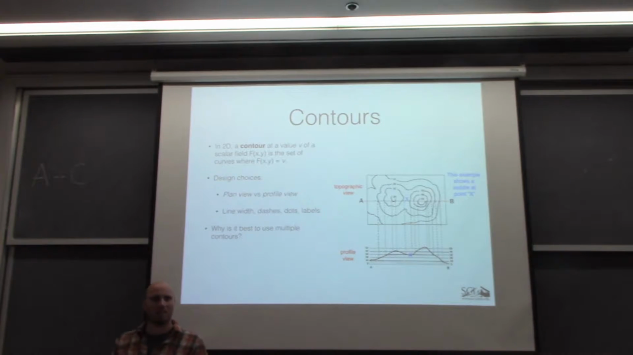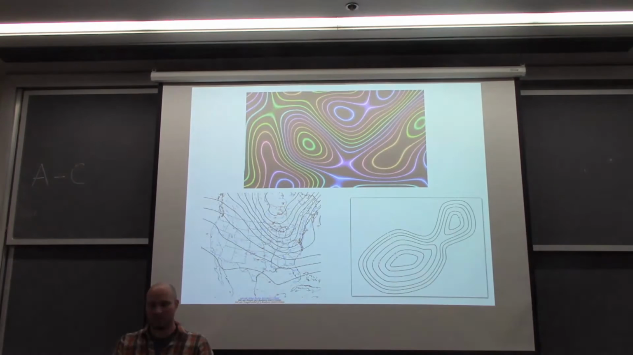So quick question, why is it best to use multiple contours? Well, it's best to use multiple contours because the alternative is you don't actually see most of your data set. You really need multiple contours to get a sense of where the peaks and the valleys are. That's sort of the whole purpose of contour visualization when you're looking at height fields.